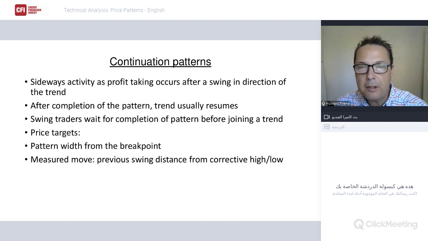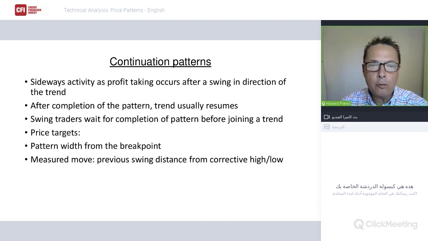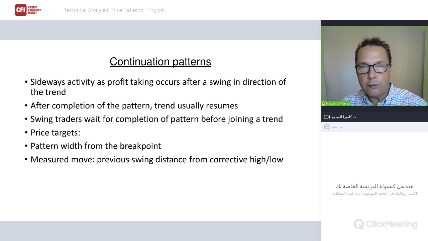Okay, so that's a couple of reversal patterns. These are patterns which confirm a reversal in the trend. Now I'm going to talk a little bit about continuation patterns, which are obviously a lot more common because trends tend to persist rather than reverse. So a continuation pattern is a period of sideways to slightly counter-trend action as profit taking occurs after a swing in the direction of the trend. Once the pattern has been completed, usually confirmed on the closing break of the trend line, then the trend usually resumes and we get an extension of the trend.